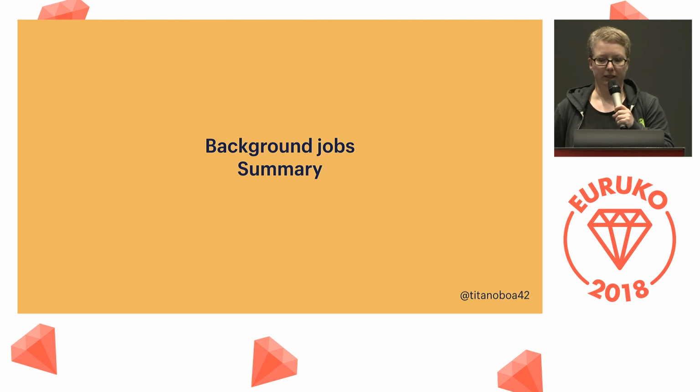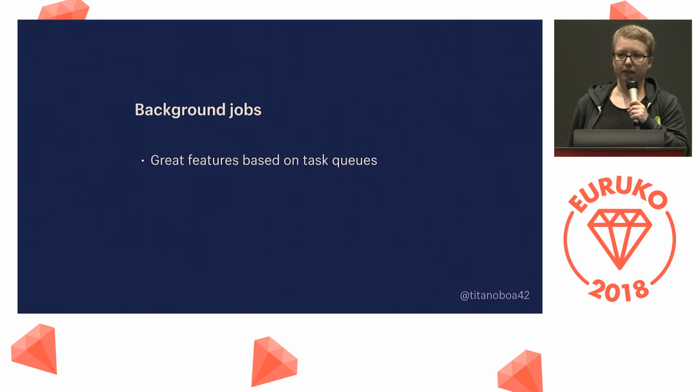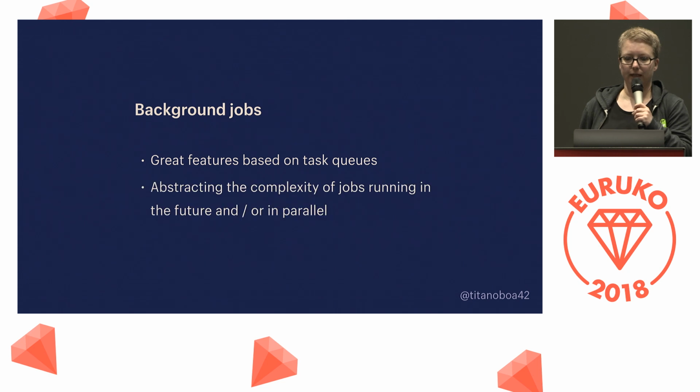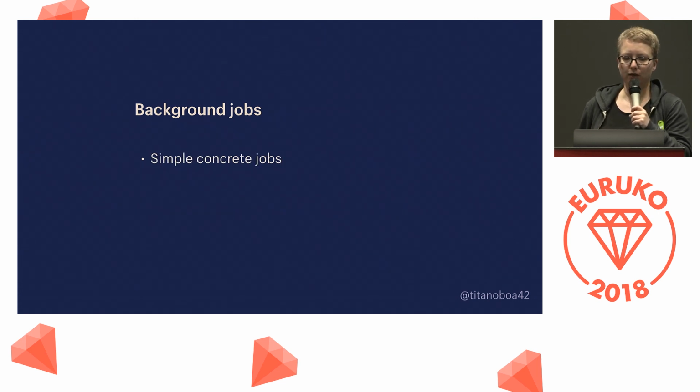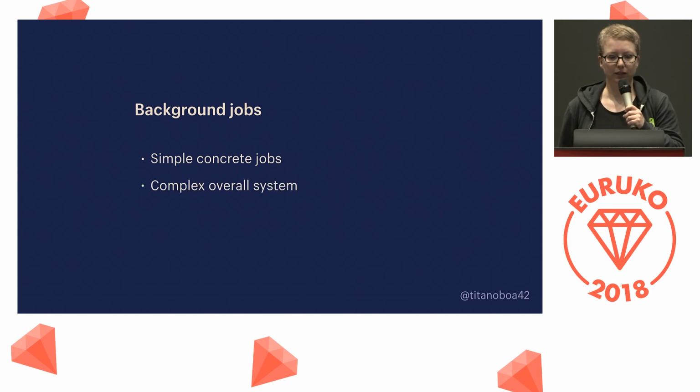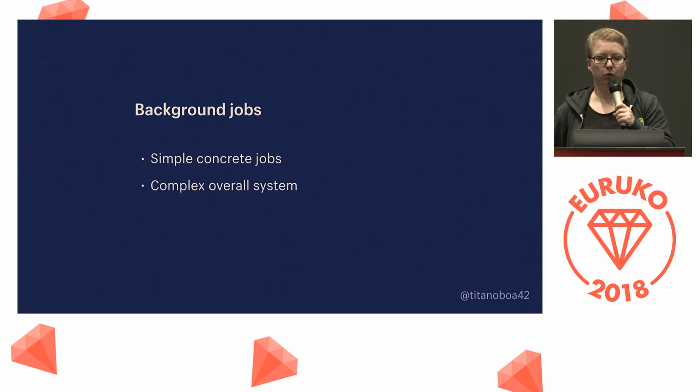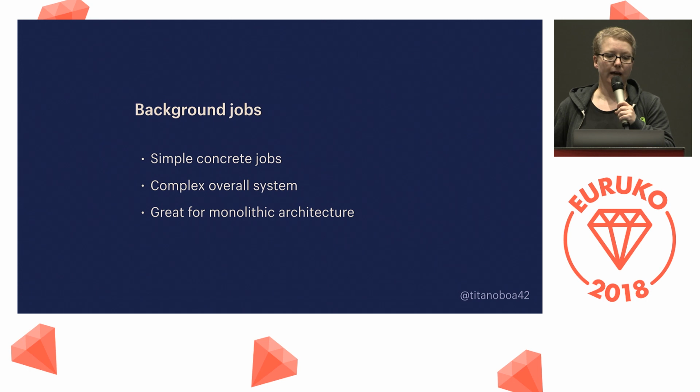So to summarize background jobs, their great features are mostly based on task queues, and they abstract away the fact that the jobs are running asynchronously in the future or in parallel, which allows us to keep our jobs very simple. But the overall system might be a little bit more complex. We have to watch out for delivery and order guarantees, for example. And background jobs work great in monolithic architectures.